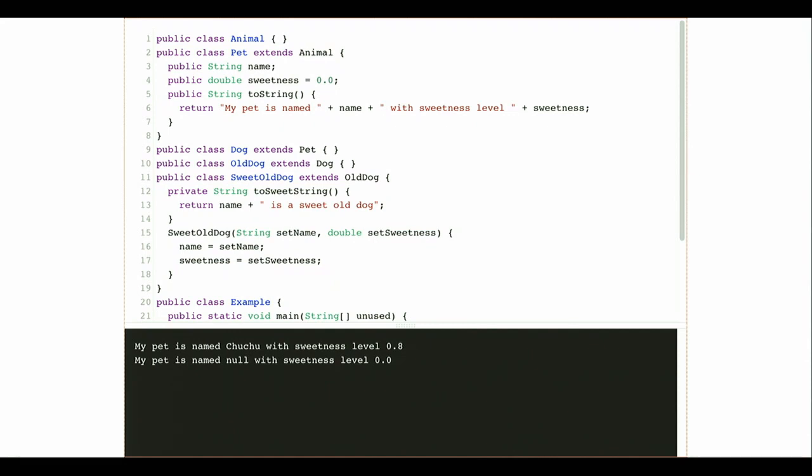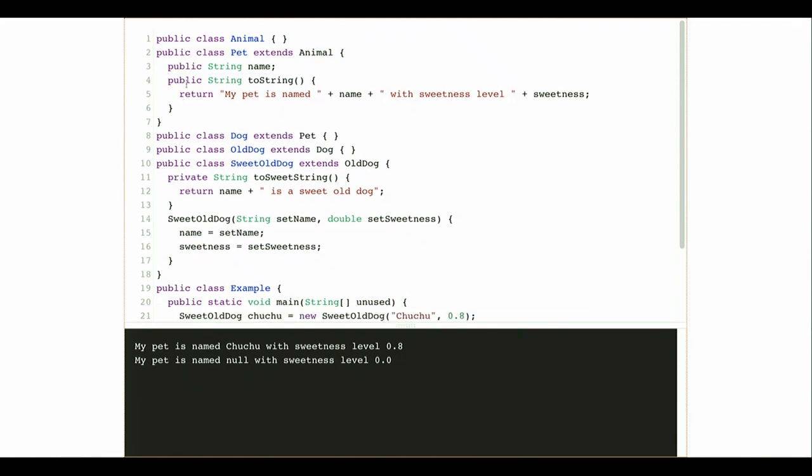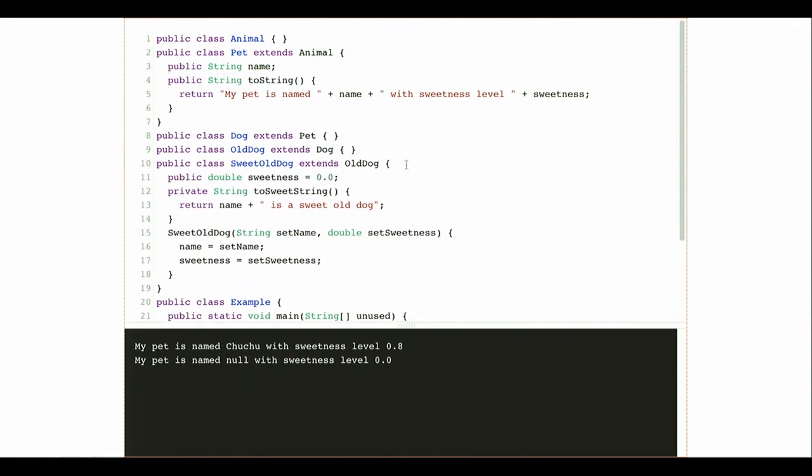So essentially what we've done is we've changed our definition of what it means to be a pet. Before, what it meant to be a pet was you had a name. You were an animal that had a name. Now you're an animal that has a name and a sweetness level. So I don't like that. I want this where it was, because I don't think that every pet has a sweetness level. So what's the other way to solve the problem?